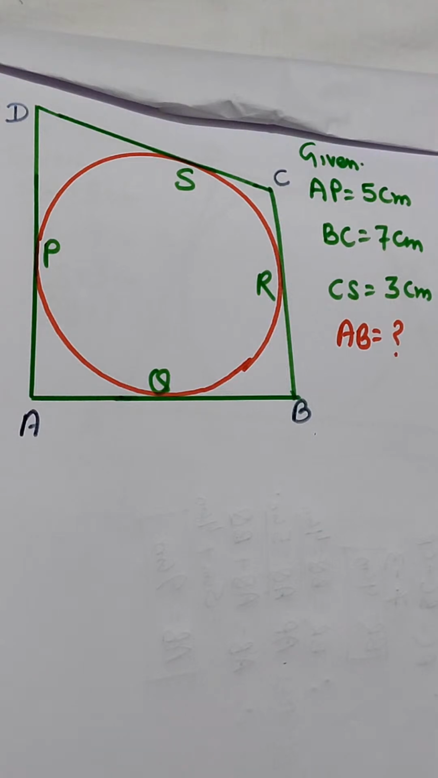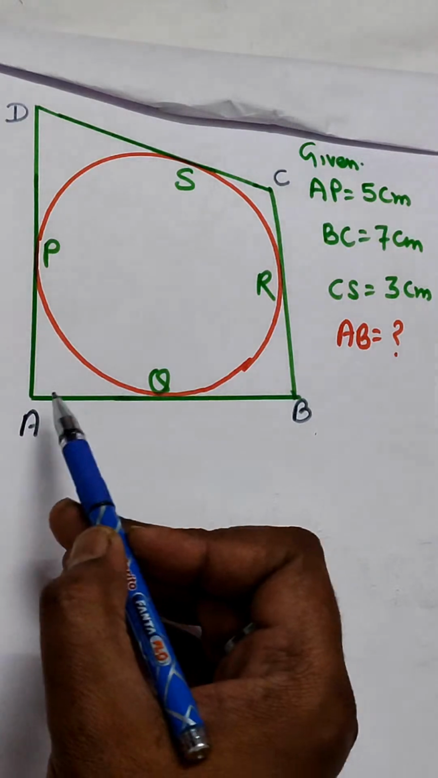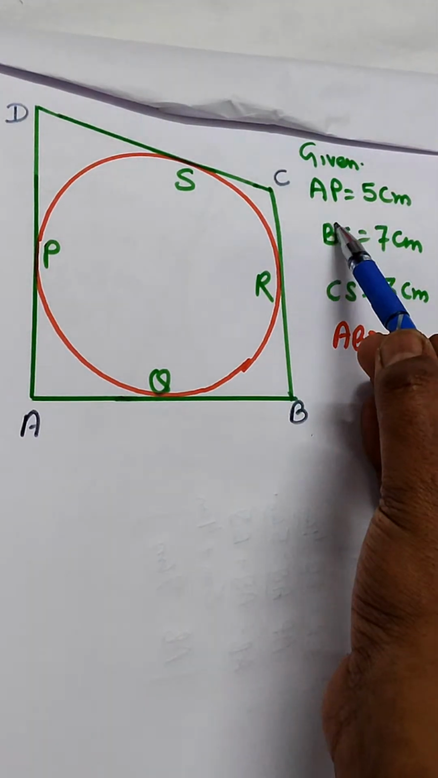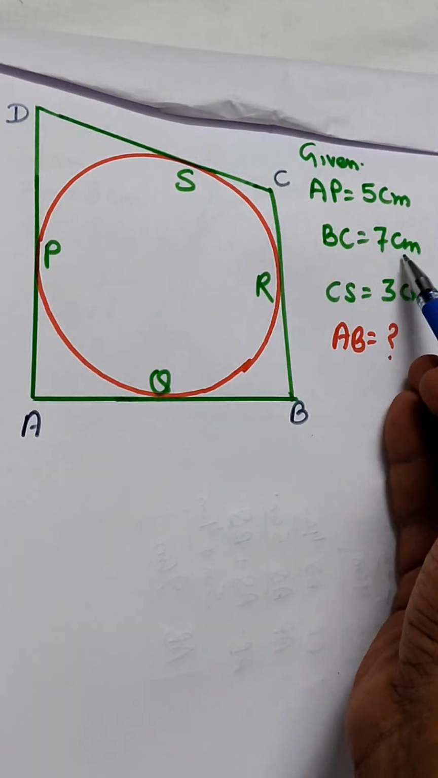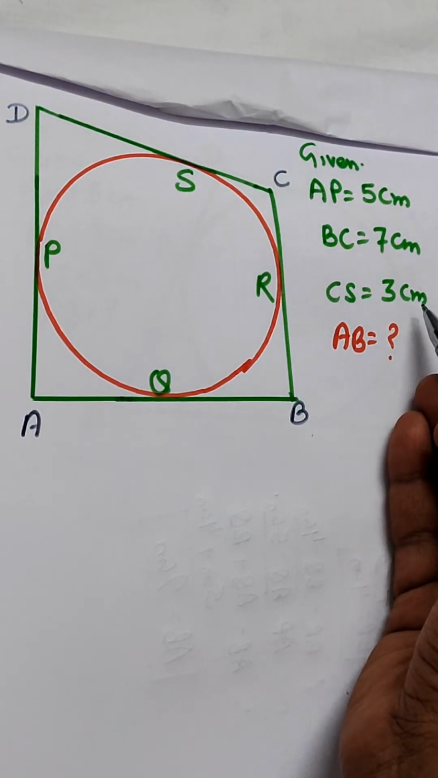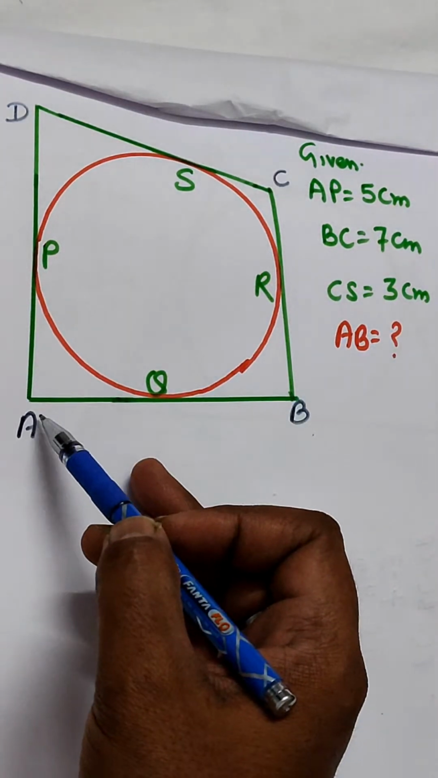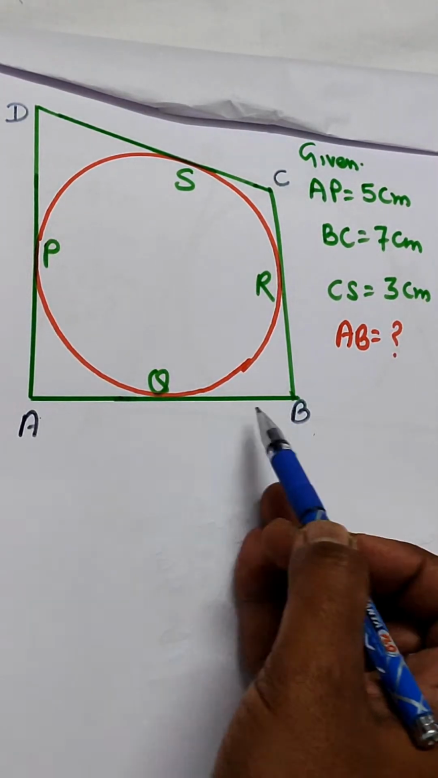Now, what we need to do? We need to calculate the length of AB. It's given that AP is 5 centimeter, BC is 7 centimeter, CS is 3 centimeter, and this AB, I already said, needs to be calculated, right?